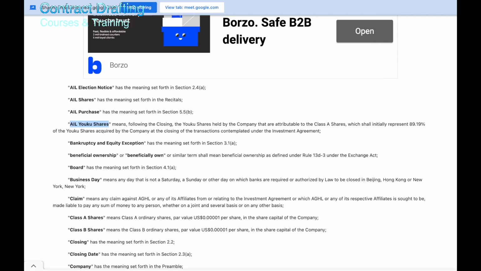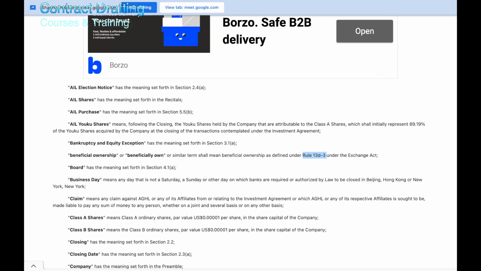Then there is the definition of bankruptcy and equity exception, which has the meaning set forth in section 3.1a. But when you are using a beneficial ownership definition or beneficially own or a similar term, that will have the beneficial ownership meaning as defined under Rule 13(d)(3) under the Exchange Act. So whatever be the governing law, depending on that, that act has been identified, and of that act's rule number 13(d)(3) defines beneficial ownership. So the parties have referred to that definition under this contract also.